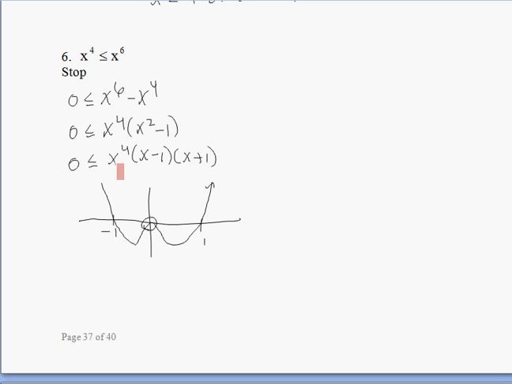So we want to know when is the function greater than or equal to 0. Since it's greater than or equal to, these circles are all closed. We're including those points. So we want to know when is the function positive. So that's going to be in this region over here, this region over here, and at this point right here, only at that point. So we essentially have 3 regions, to the left of -1, to the right of 1, and at the origin. So how do we write that as an answer?